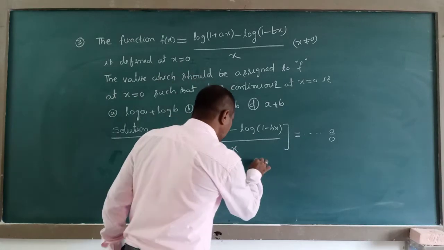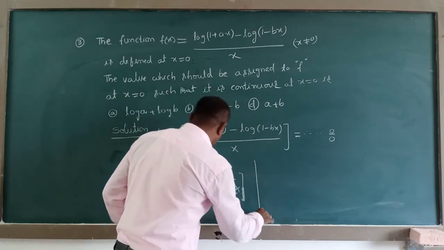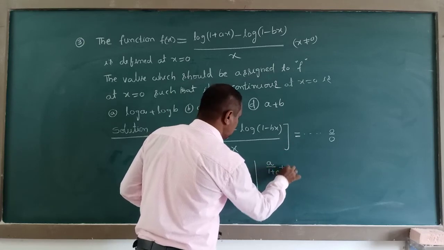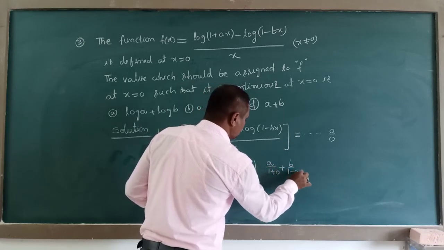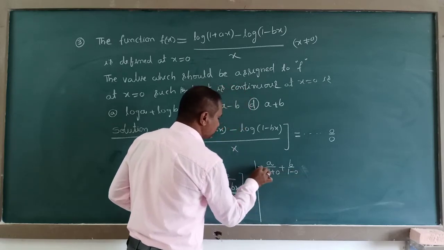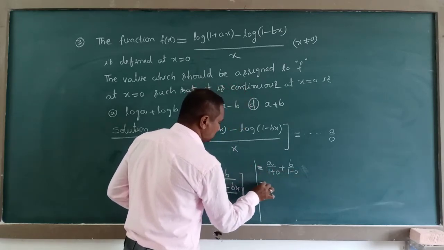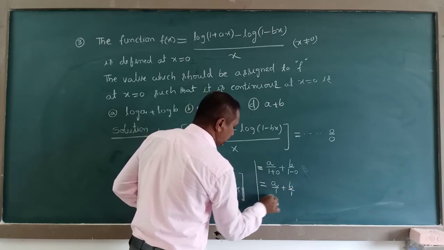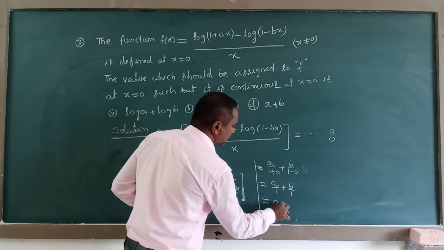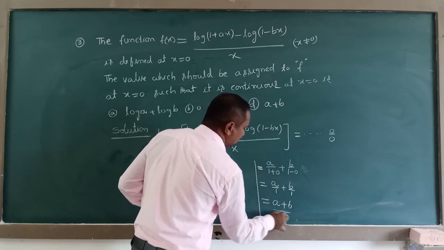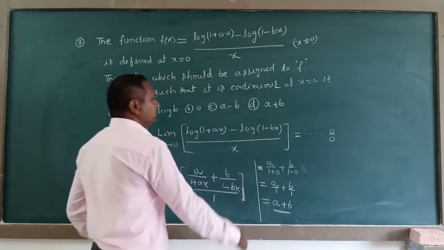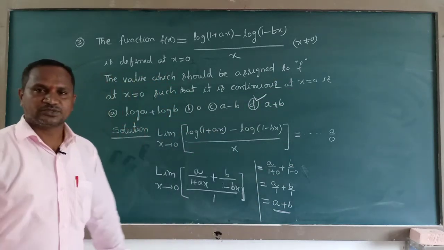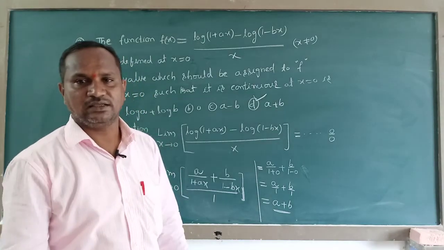If we apply the limit here, we get a by 1 plus 0 plus b by 1 minus 0, which is otherwise a by 1 plus b by 1. Finally a by 1 means a, b by 1 means b. That's why a plus b is the correct answer. Now a plus b is allotted to the last, fourth option D. That's why option D is the correct option for this question.